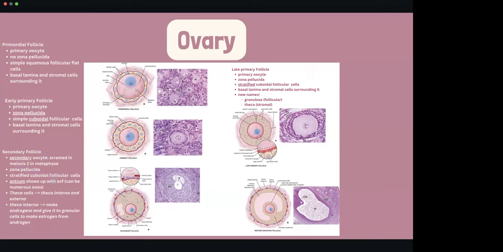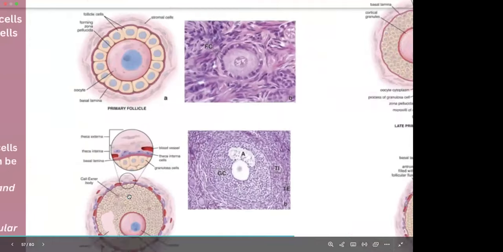It's a secondary oocyte now, having undergone meiosis, so it's haploid, but it's arrested in the second phase of meiosis, meiosis 2, in metaphase. And it has the zona pellucida and stratified cuboidal follicular cells, so those didn't change. And now the antrum shows up, which is like a lake that has ECF in it. The theca cells become the theca interna and the theca externa.